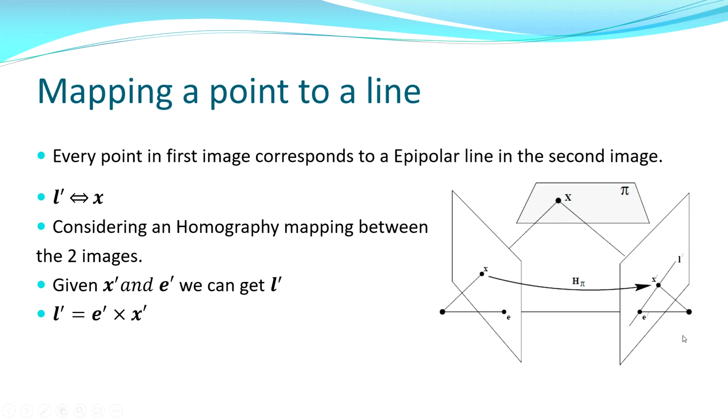Now given an x dash and an e dash, suppose that we have x dash and we have e dash. So what is e dash? E dash is that epipole. Given these 2 points, we can find the line that we want, the epipolar line L dash. We have seen in the basics video that if we have 2 points and we want to find a line passing through these points, we just take the cross product. The cross product gives me the equation of the line, the ABC parameters of this line. This is what we saw in the basics video.